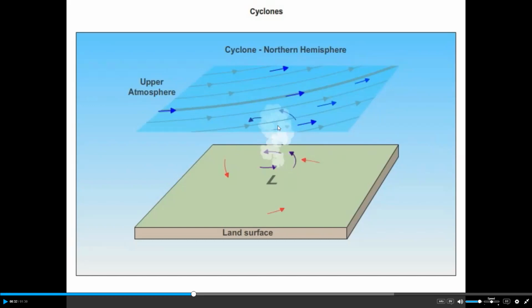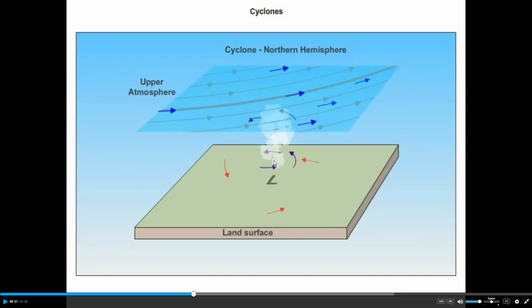Why? Well, because as that column of air continues to rise, it reaches the upper atmosphere and starts to diverge. Okay. In other words, it starts to spread out. Divergence aloft, so in the upper atmosphere, may exceed surface convergence. So in other words, the spreading out up here in the upper atmosphere can exceed the collection of air here, the convergence of air down on the surface.